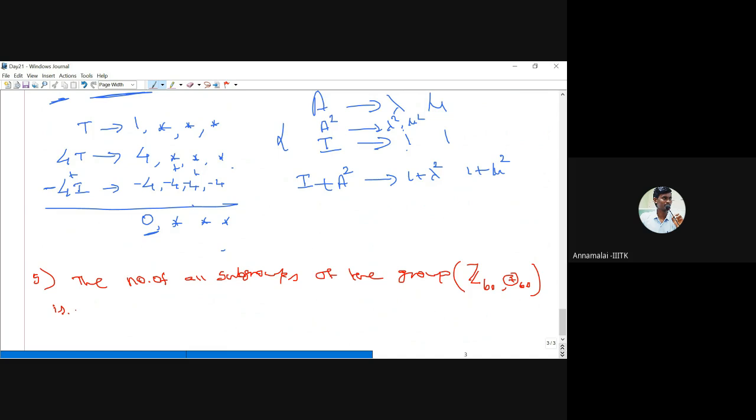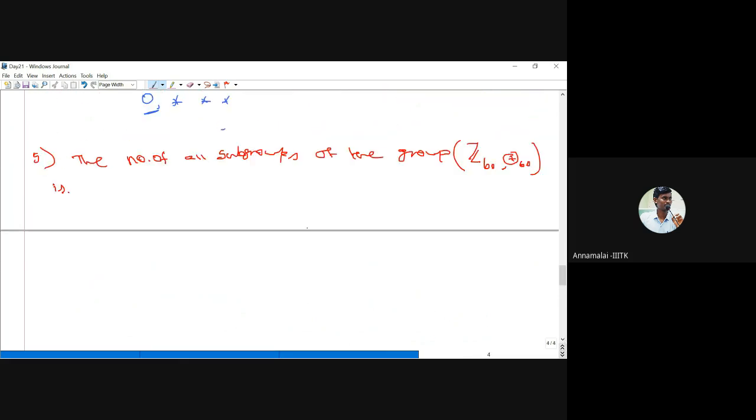So actually Z60 is a cyclic group. In general, Zn is a cyclic group. In a cyclic group, if you take any divisor of the order of the group, it has a unique subgroup. Therefore, in this problem, the number of subgroups is nothing but the number of divisors of 60. So how to find the number of divisors of 60? First, we write 60 as a product of prime powers, then add 1 to all the powers and then take the product.